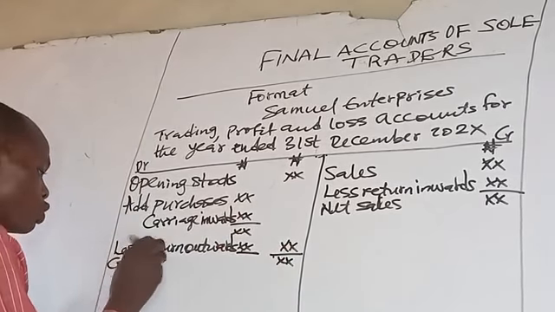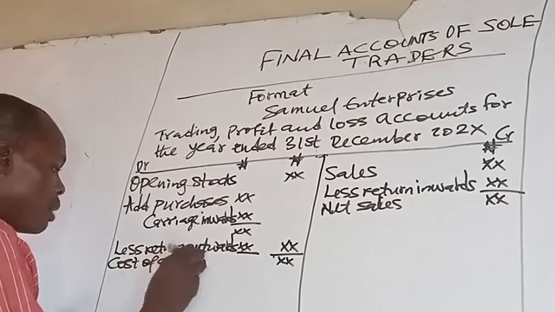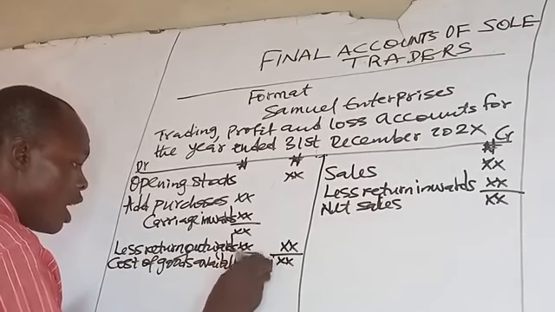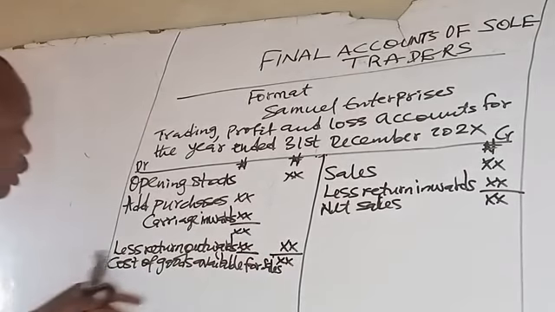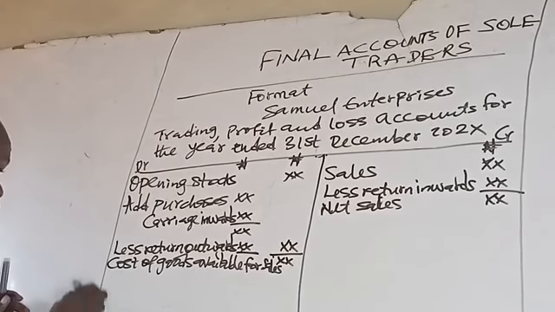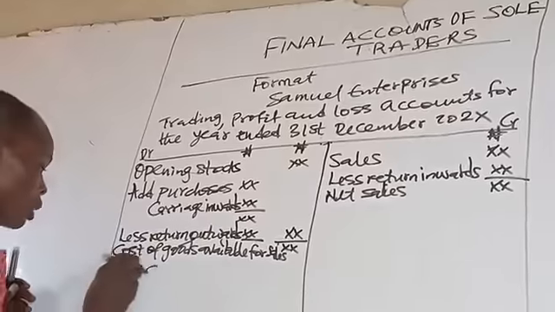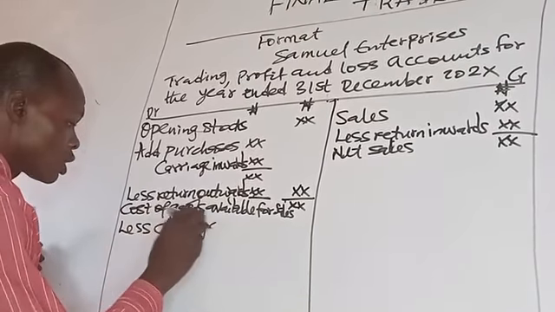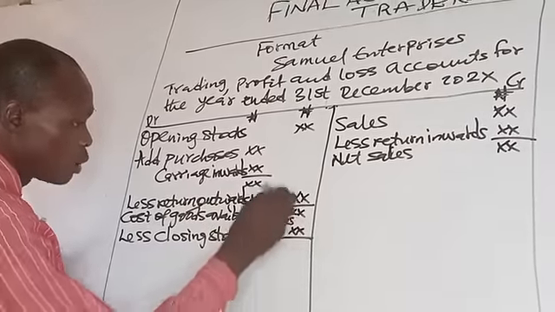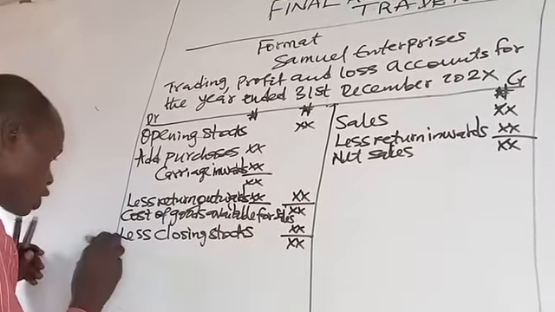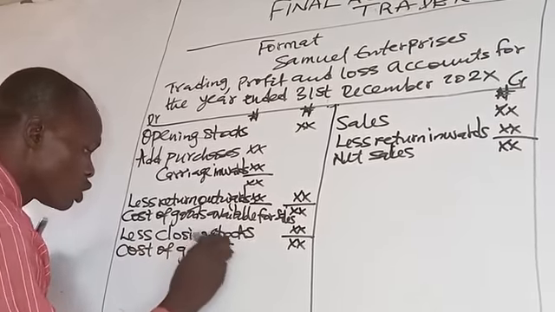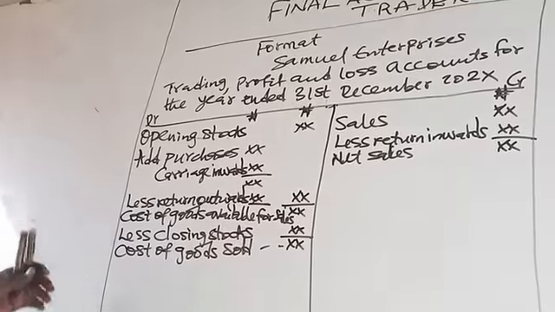Cost of goods available for sales. I've told you that if you less closing stocks from cost of goods available for sales, you arrive at cost of goods sold. So you less closing stocks. If you subtract your closing stocks, you arrive at cost of goods sold. This is cost of goods sold.